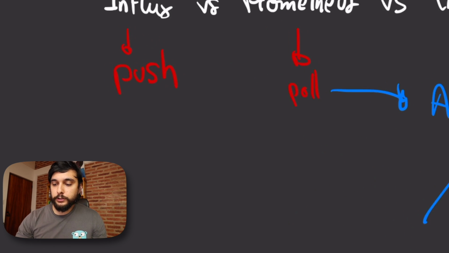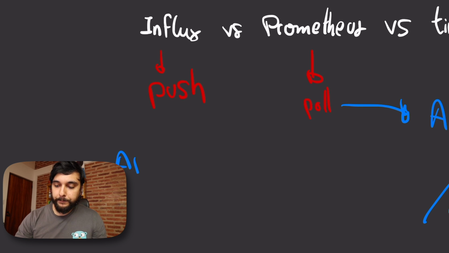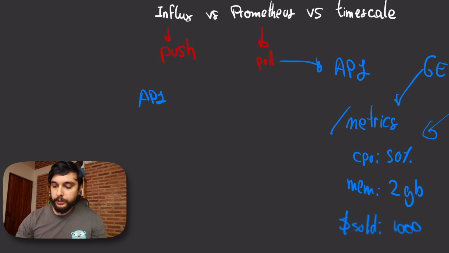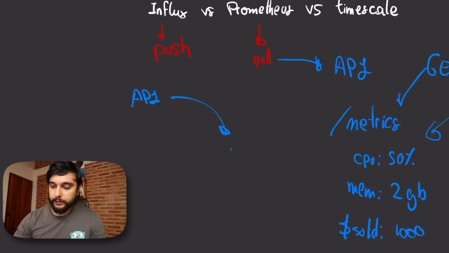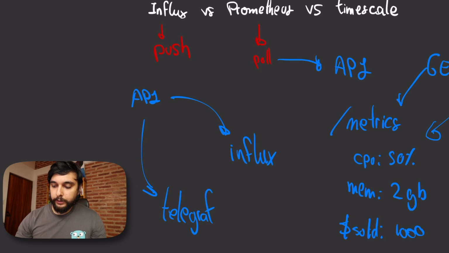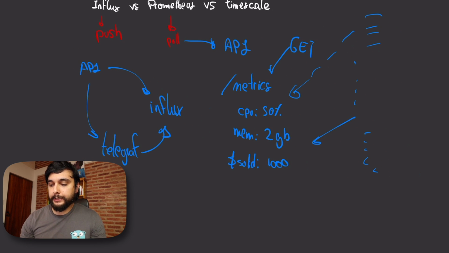In the case of Influx, you have an API, and your API will either push data to Influx directly, or it will push data to something like Telegraf, and Telegraf will push the data to Influx. Why this difference, or when would you use Telegraf? I'll cover that later, okay? But suffice to say that this is the major difference between the two. In Timescale, I believe you also push data. I'm going to focus mostly on Influx versus Prometheus, and once that's out of the way, I'll compare that to Timescale.